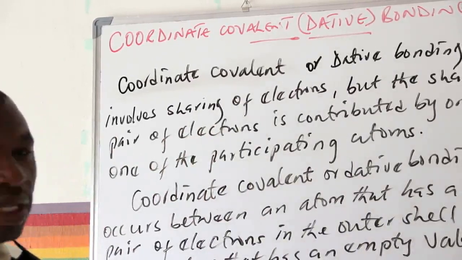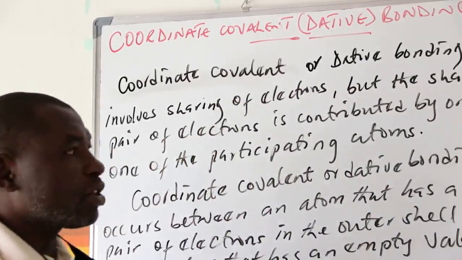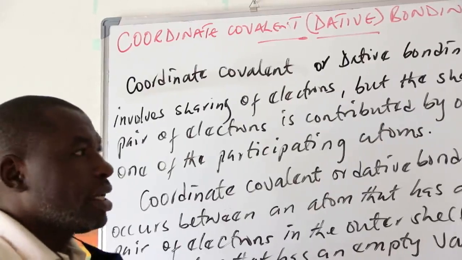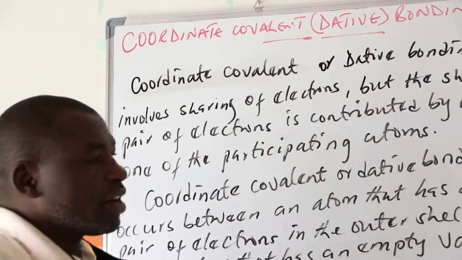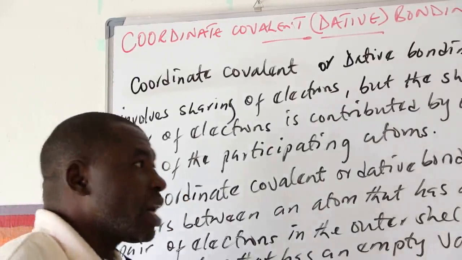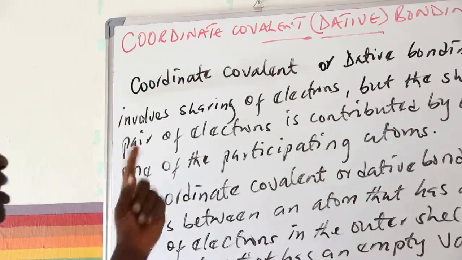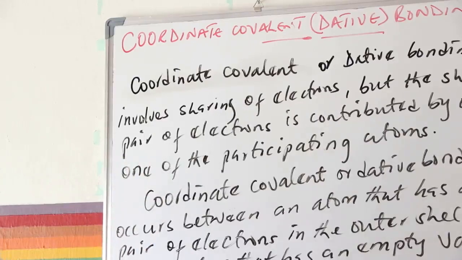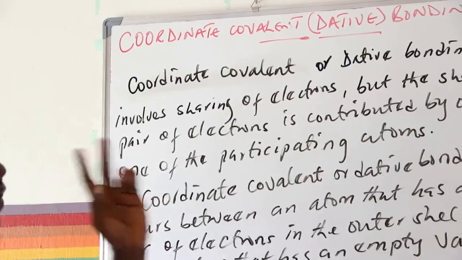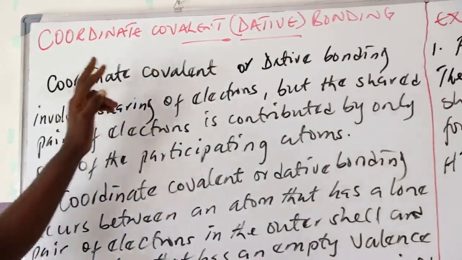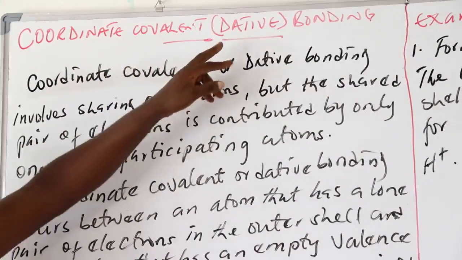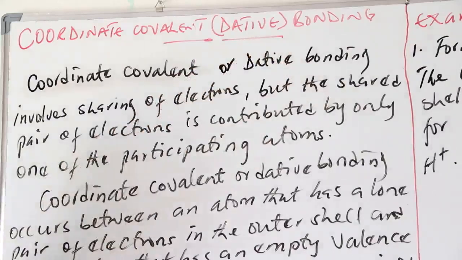I did tell you from the beginning of the introduction of that lesson that there are four basic types of chemical bonding. We have the covalent bonding, the ionic bonding, the coordinate covalent, or what we call dative bonding, and then metallic bonding. So we have handled the first two. Today we'll be talking about coordinate covalent, or what we call dative bonding. Now I've put up the definition here.